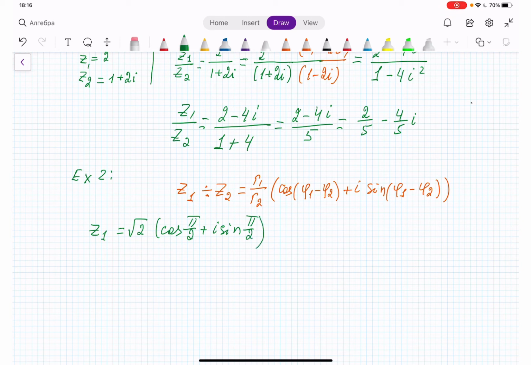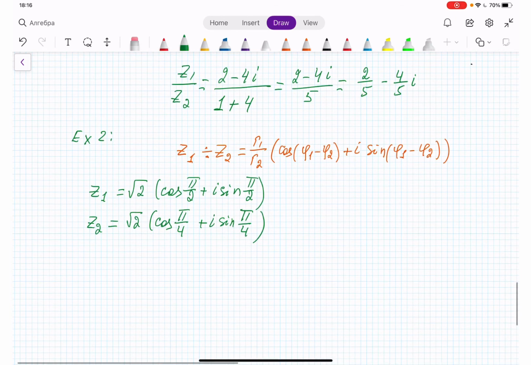Okay, and z2 is equal to square root 2 times cosine pi over 4 plus I sine pi over 4. Okay, so the quotient for these complex numbers.